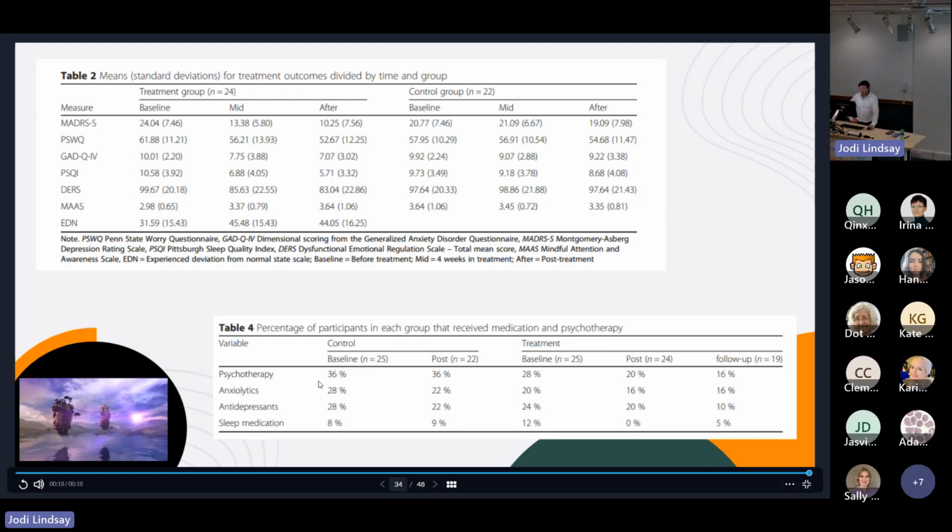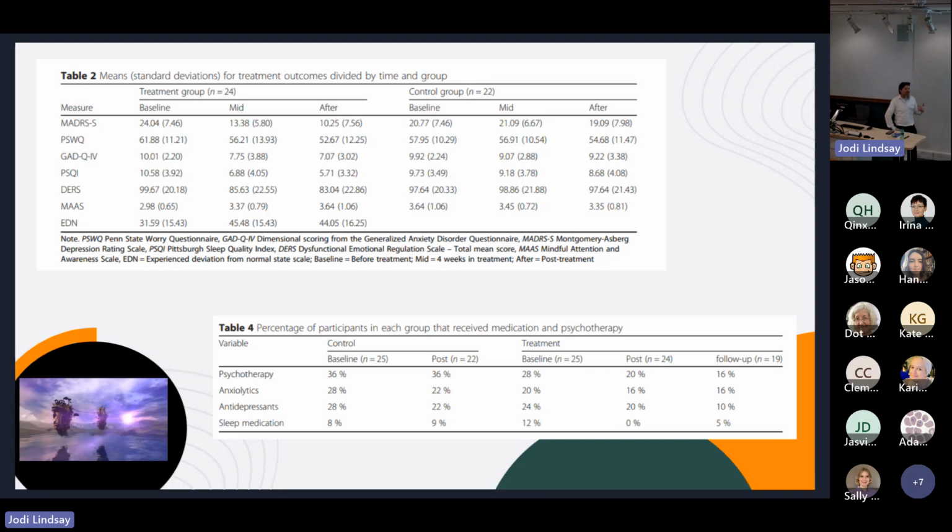What I also want to point out is that people in the control group who had psychotherapy actually stayed, whereas in the treatment group some people at least left. So it shows that it can really support the classical things you would do, psychotherapy and medication.